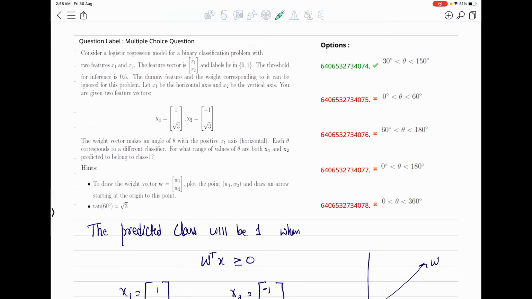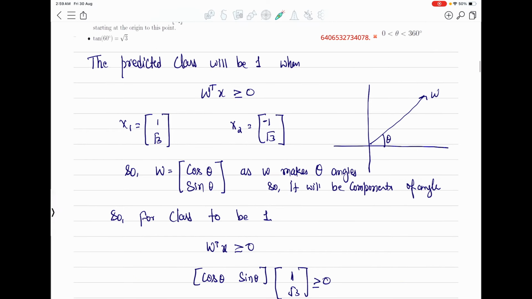For what range of values of theta are both x1 and x2 predicted to be class 1? So basically we have to find the values of theta for which the class is predicted to be 1. There is a hint: draw the weight vector w, plot w and w2, and draw an arrow starting at the origin to this point. It is also given that tan 60 is root 3. And these are the options. Okay, so let's look at it.